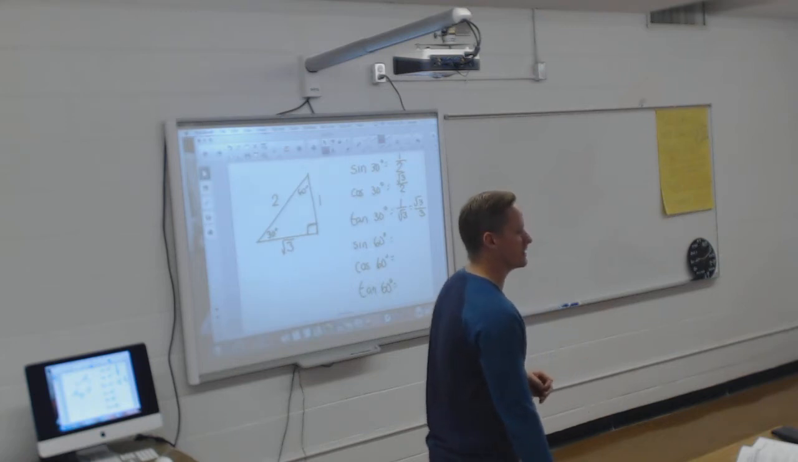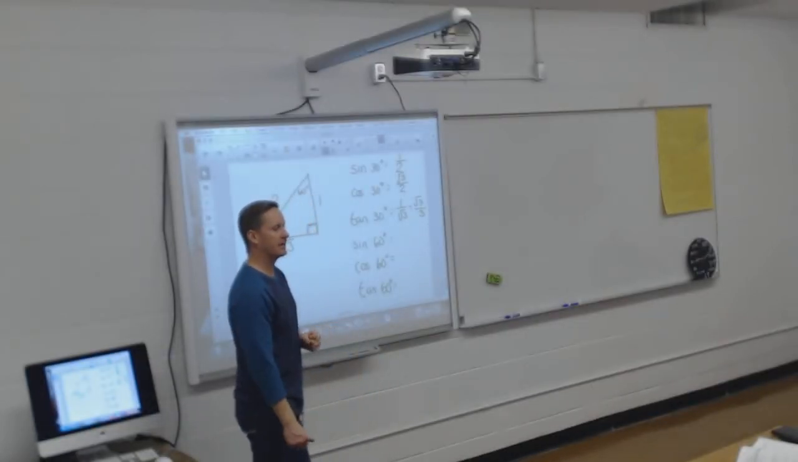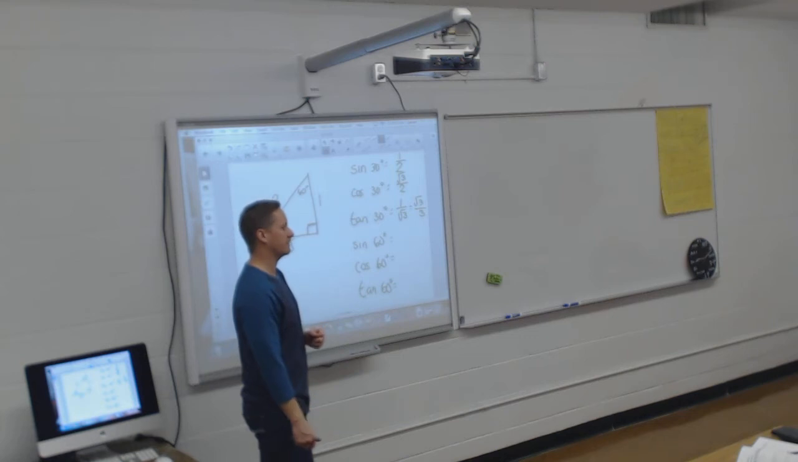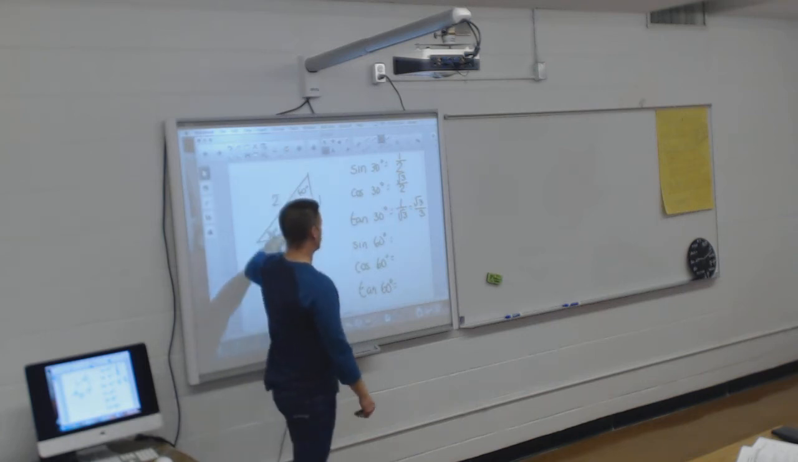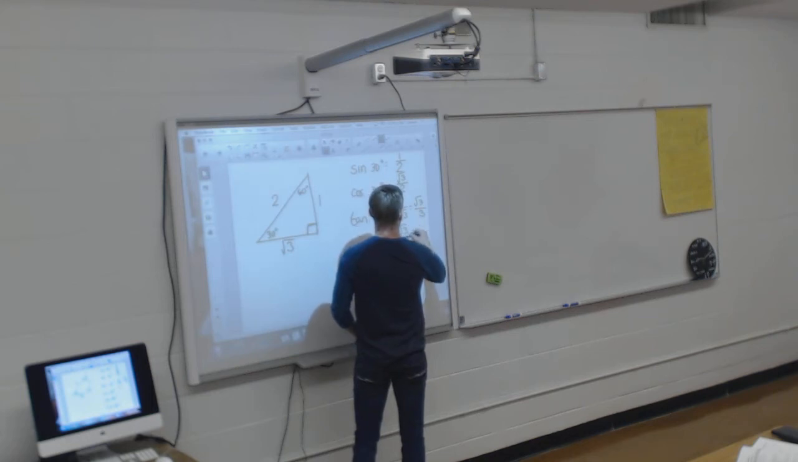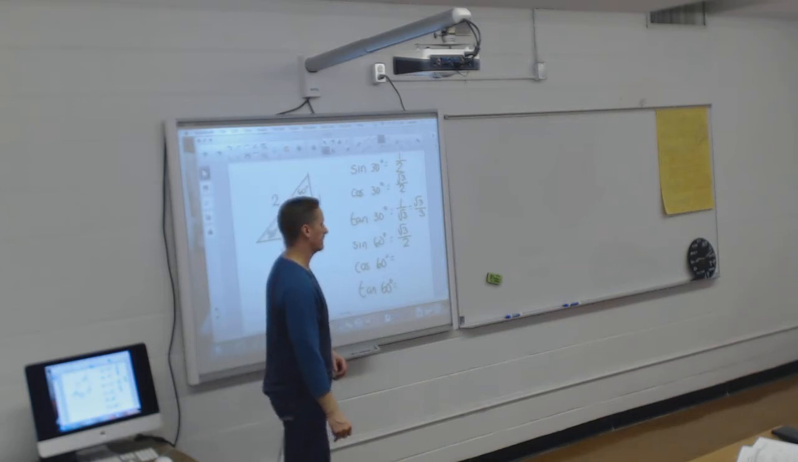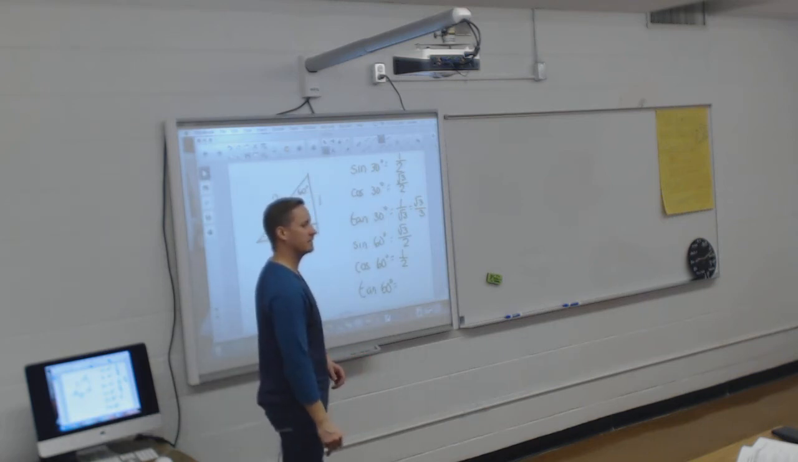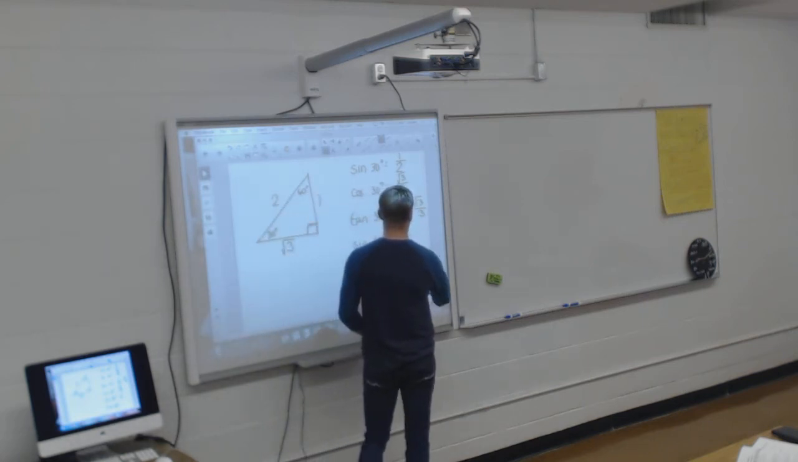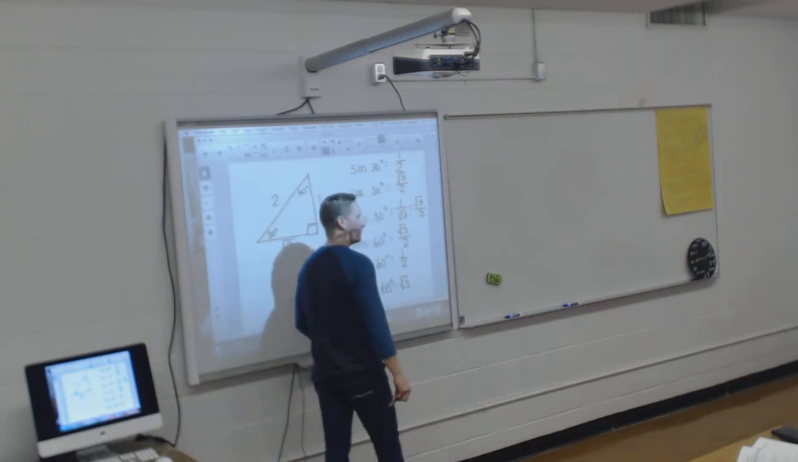What's the sine of 60 degrees? It's the sine of 60. What's the side opposite of 60 on my triangle? Yeah. Side opposite's root 3, right? Hypotenuse, 2. What's the cos of 60 now? 1 over 2. What's the tan of 60? Root 3 over 1.